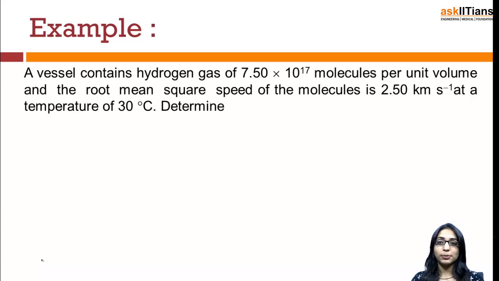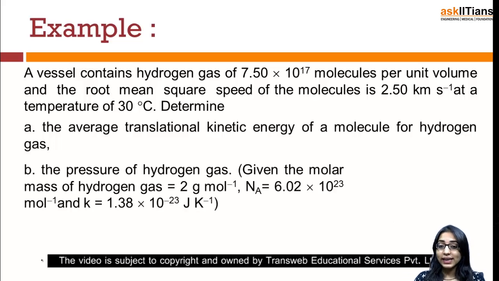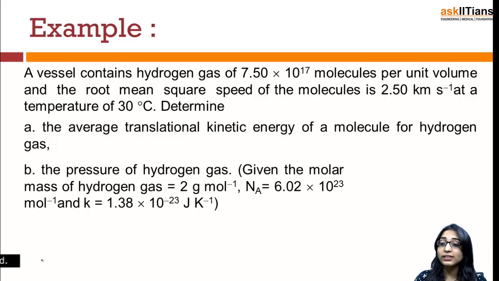Now since we are done with this particular topic, let us do an example so as to understand whatever we have done and to quantify this. Now the example says that a vessel contains hydrogen gas of 7.50 into 10 raised to the power 17 molecules per unit volume. That means in a unit volume you have been given the total number of molecules of hydrogen gas which are present. And the root mean square speed of the molecule is 2.5 kilometers per second. So he has also given you the RMS speed of the molecule. And the temperature is given to be 30 degrees Celsius.